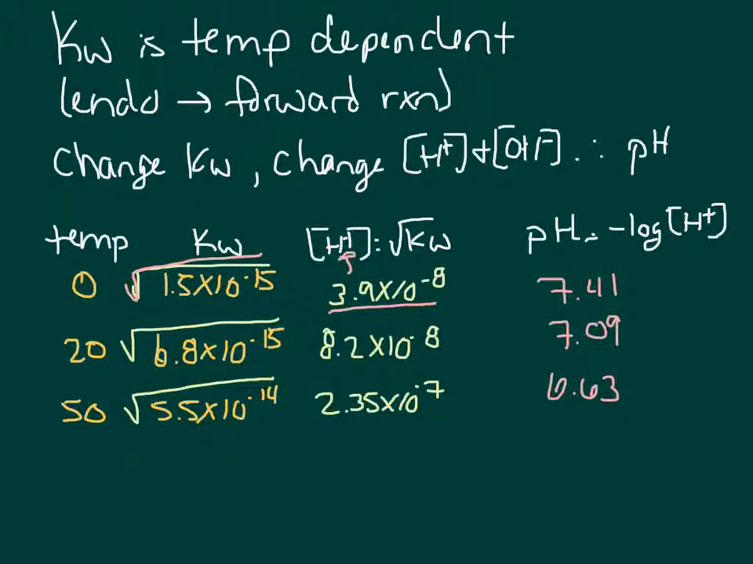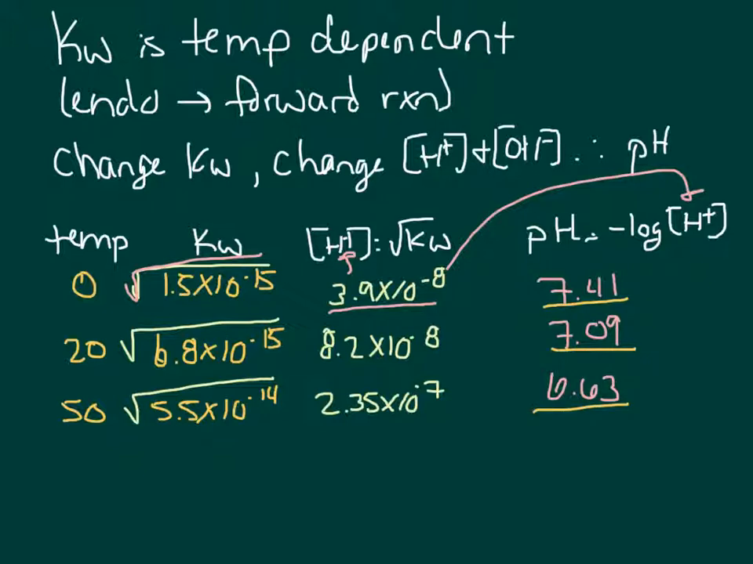It's not a pretty number. So now we need to plug that number into the negative log. So the negative log of 3.9 times 10 to the negative 8 gives you your pH of 7.41. We do this for 20 degrees, and we get 7.09. 50 degrees Celsius, 6.63.